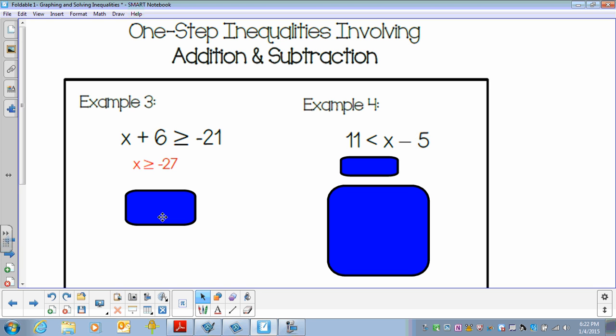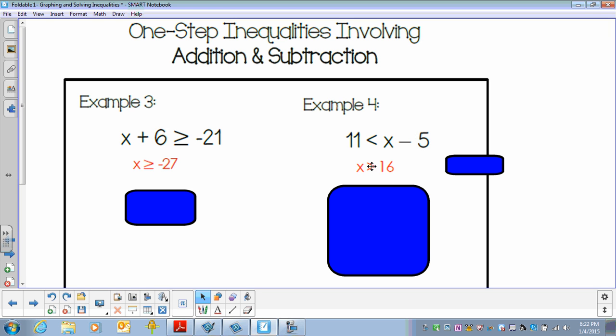Example 4, 11 is less than x minus 5. Our answer is x is greater than 16. We always want to write our answer with the variable on the left side.